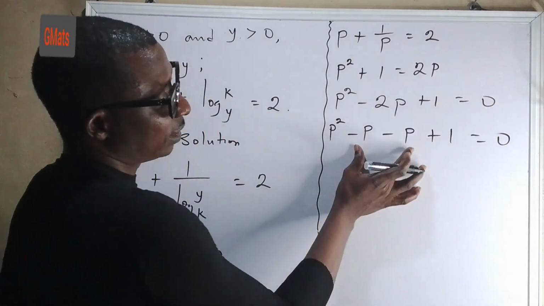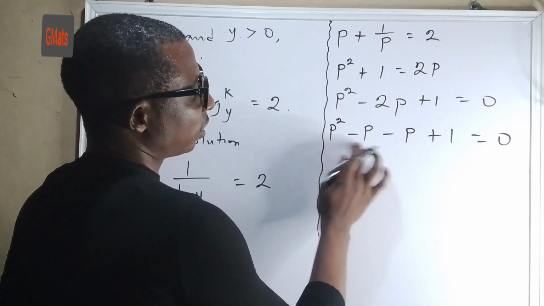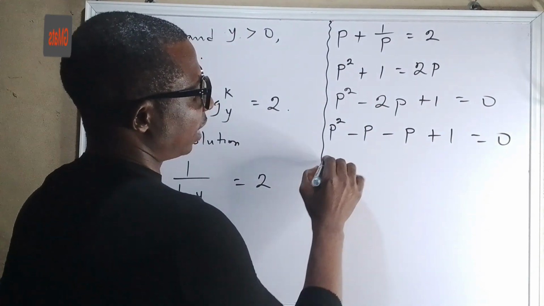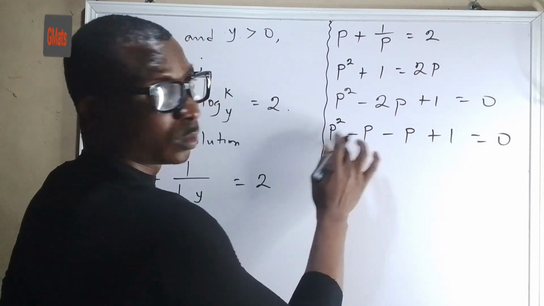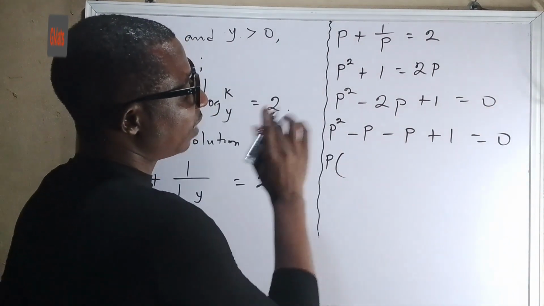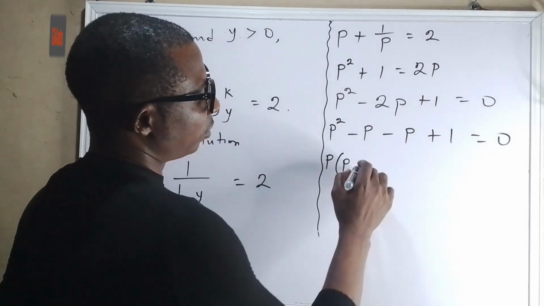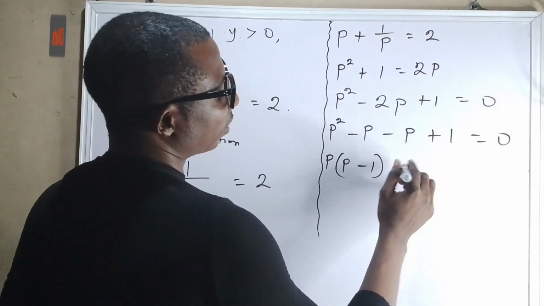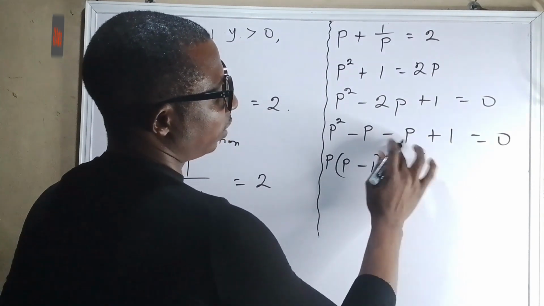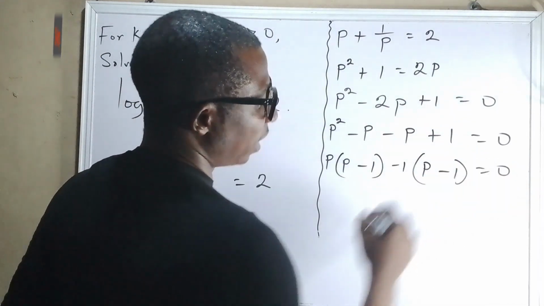Alright? You can see now that this gives this. So what is the common term here? That is p. We go in this and we also go in this. So that is p. P divided by p squared, you have p. Divide minus p by p, you have minus 1. The common factor here is minus 1. When you divide this by minus 1, you have p minus 1 equals 0.